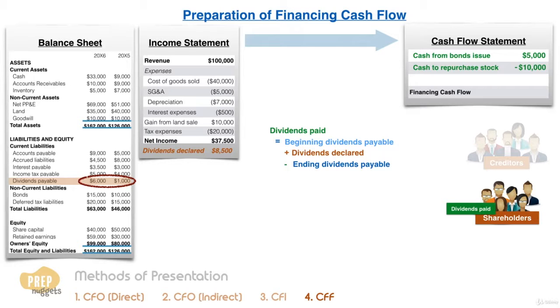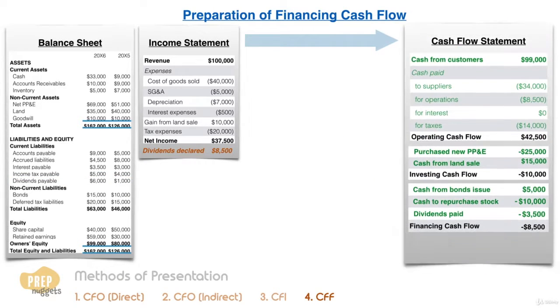the ending dividends payable. The dividends declared can usually be found at the end of the income statement after net income. We're informed that the dividends declared during this period is $8,500. Plugging in all the figures, we get a dividends paid of $3,500. As this is cash paid out, we record this as a financing cash outflow of $3,500. Summing up all the items under CFF, we get a total financing cash flow of minus $8,500.